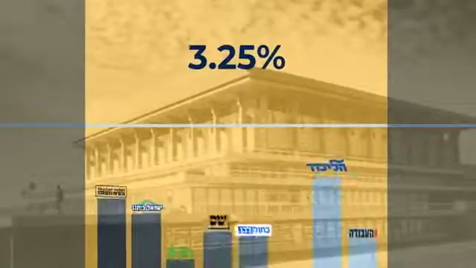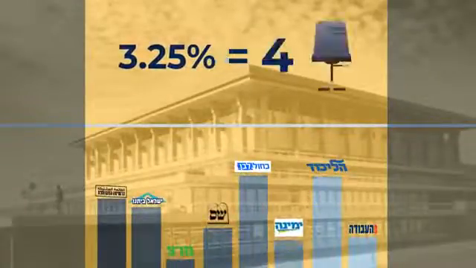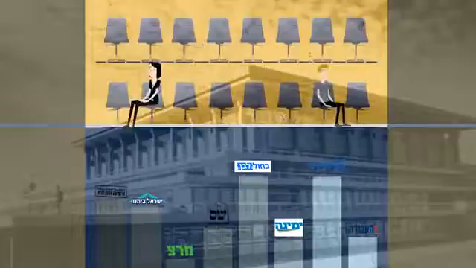Each party needs 3.25% of the overall vote. That's equal to 4 seats to enter the Knesset. The distribution of those seats is relative to a party's electoral power. The number of votes required for one seat is determined by the sum of all the valid votes divided by 120. And why 120, you ask?